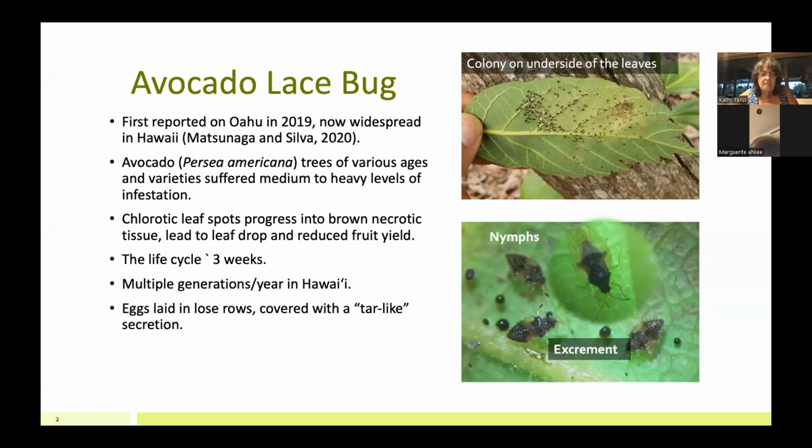The average life cycle of these bugs is typically 3 weeks from hatching out of the egg to becoming an adult and being able to lay eggs again. So in Hawaii, we have multiple generations in 1 year.